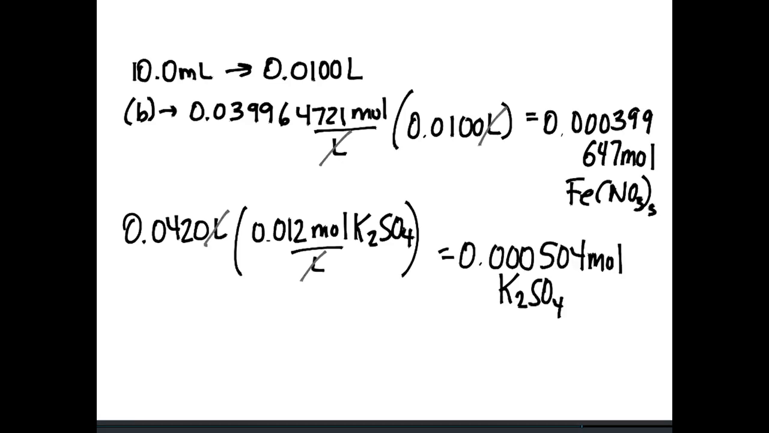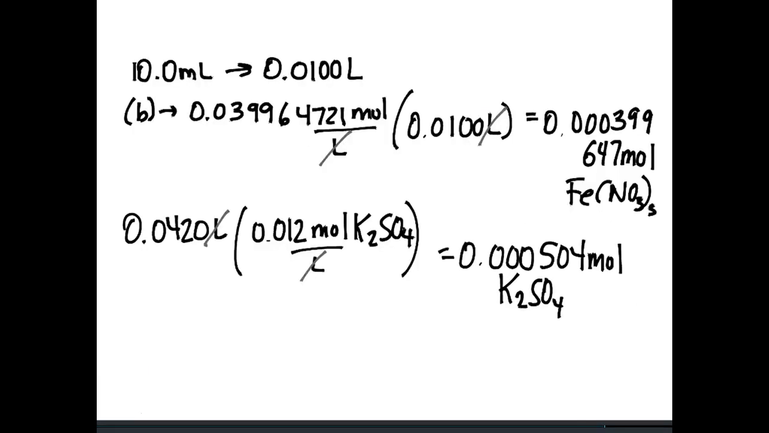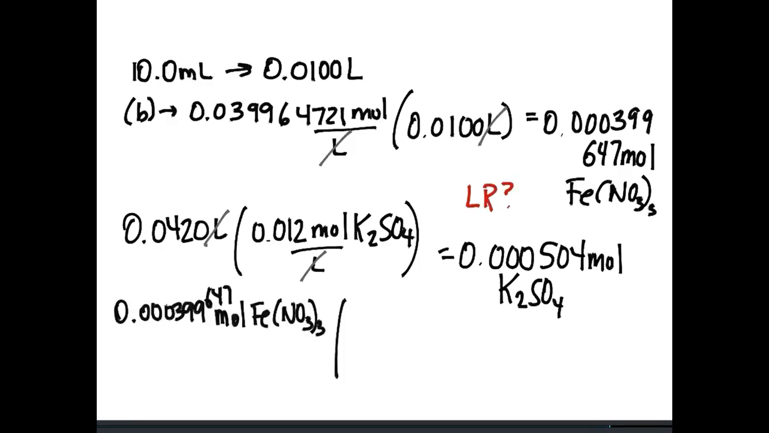moles of potassium sulfate. Next, since we're given moles of both reactants, we need to identify which one is the limiting reactant. So we know the stoichiometry, if we calculate how many grams of solid iron sulfate form, and we just pick the lower number, we need to figure out which one is the limiting reactant in order to answer the question. And we don't know the answer to that. That's why I wrote limiting reactant question mark, because we don't know which one it is.